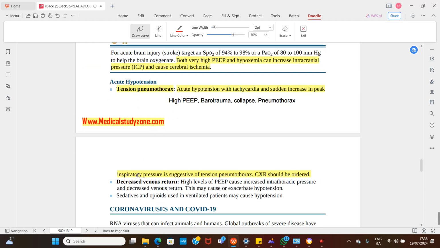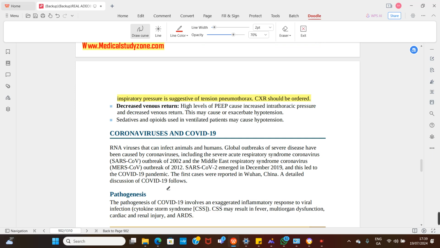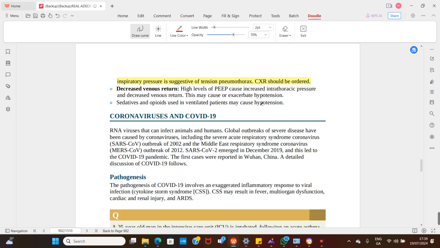Also, you can have some things that can cause decreased venous return. We have explained that if you PEEP, you are going to increase intrathoracic pressure, and the venous return to the left side of the heart will reduce, and that will exacerbate hypotension. Sedatives and opioids in ventilated patients too can cause hypotension.